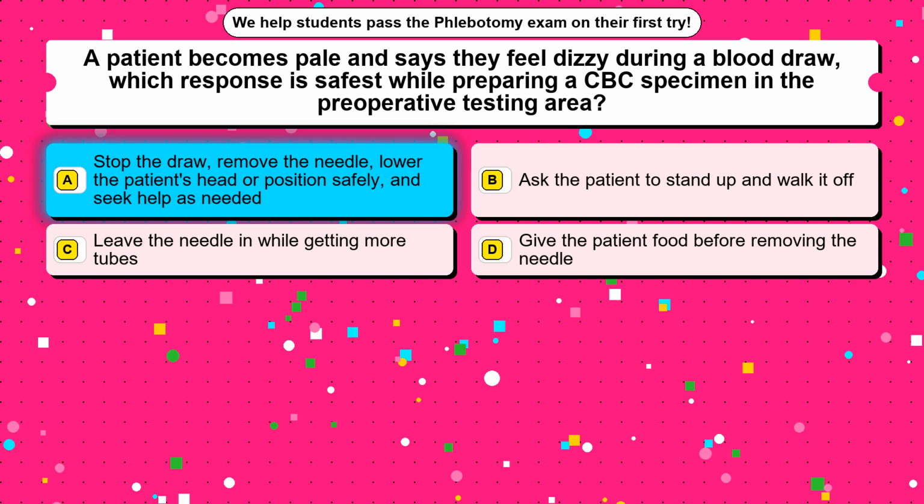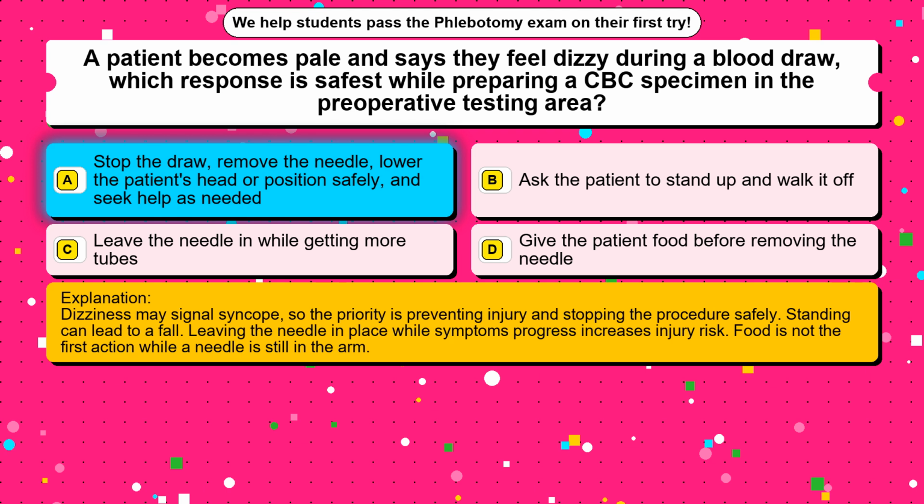The correct answer is option A. Stop the draw, remove the needle, lower the patient's head or position safely, and seek help as needed. Dizziness may signal syncope, so the priority is preventing injury and stopping the procedure safely. Standing can lead to a fall. Leaving the needle in place while symptoms progress increases injury risk. Food is not the first action while a needle is still in the arm.